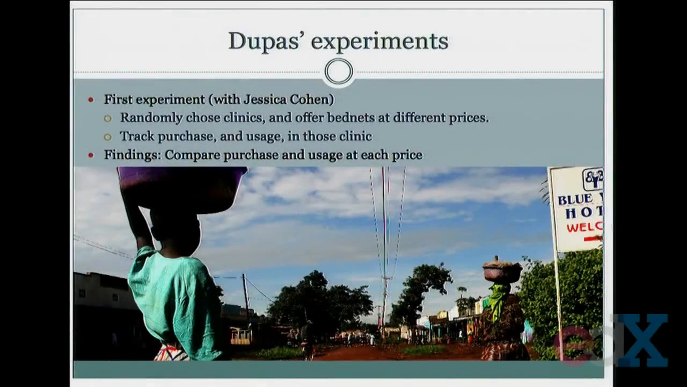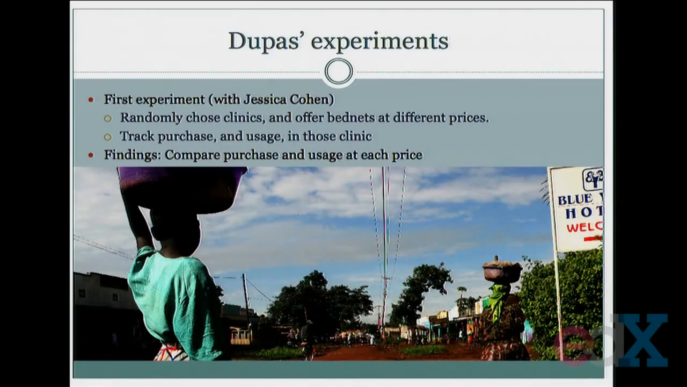So let's look at two sets of experiments. Pascaline Dupas, who is a professor at UCLA, was involved in both of them. The first one was conducted with Jessica Cohen, in and around a place called Busia in Kenya.